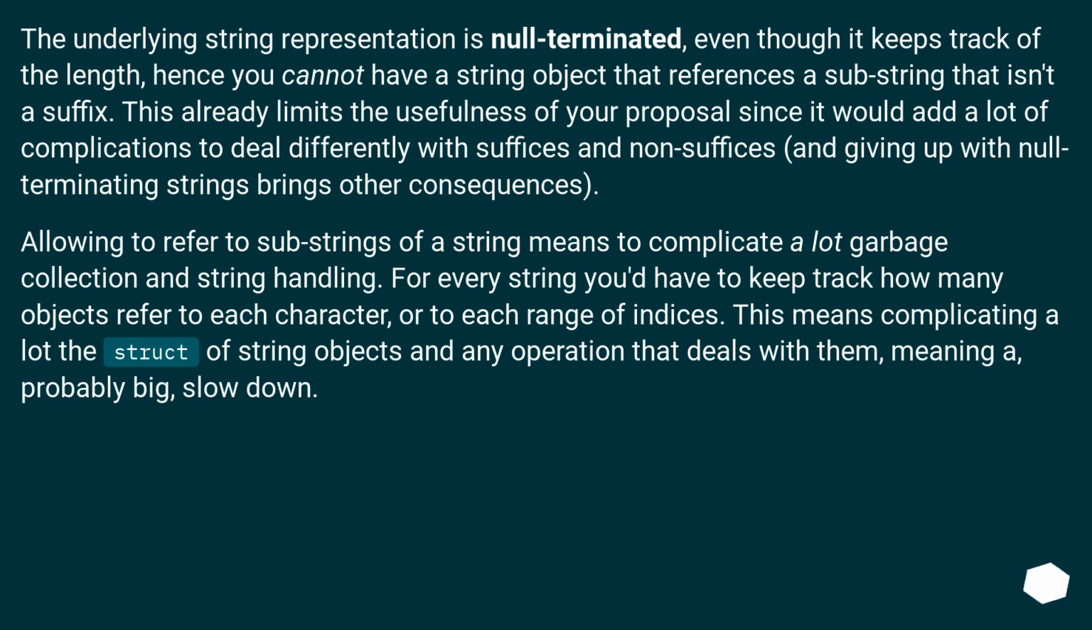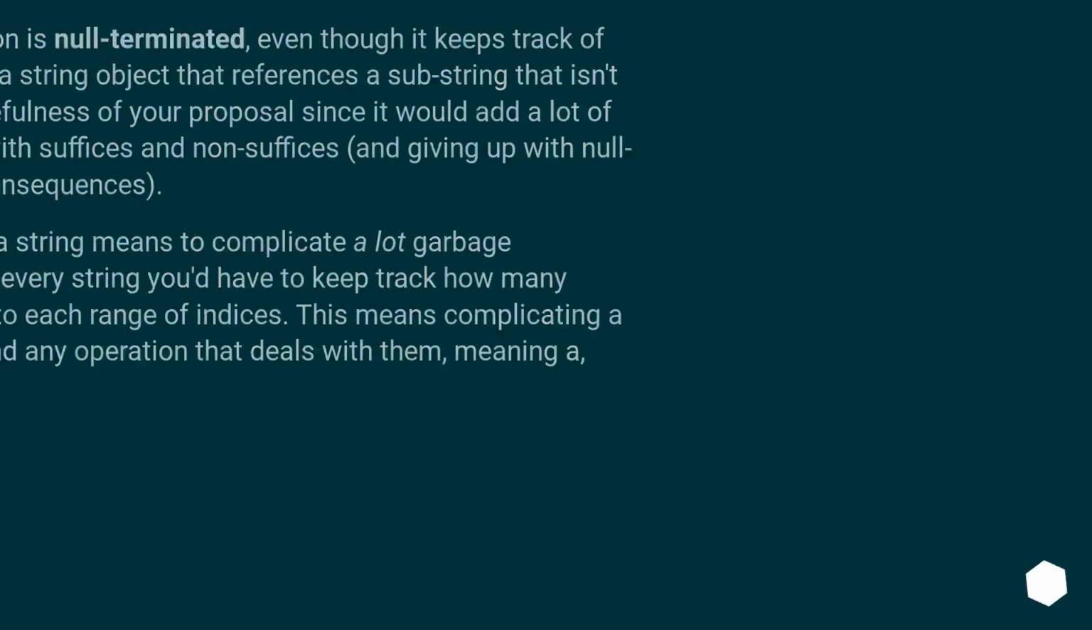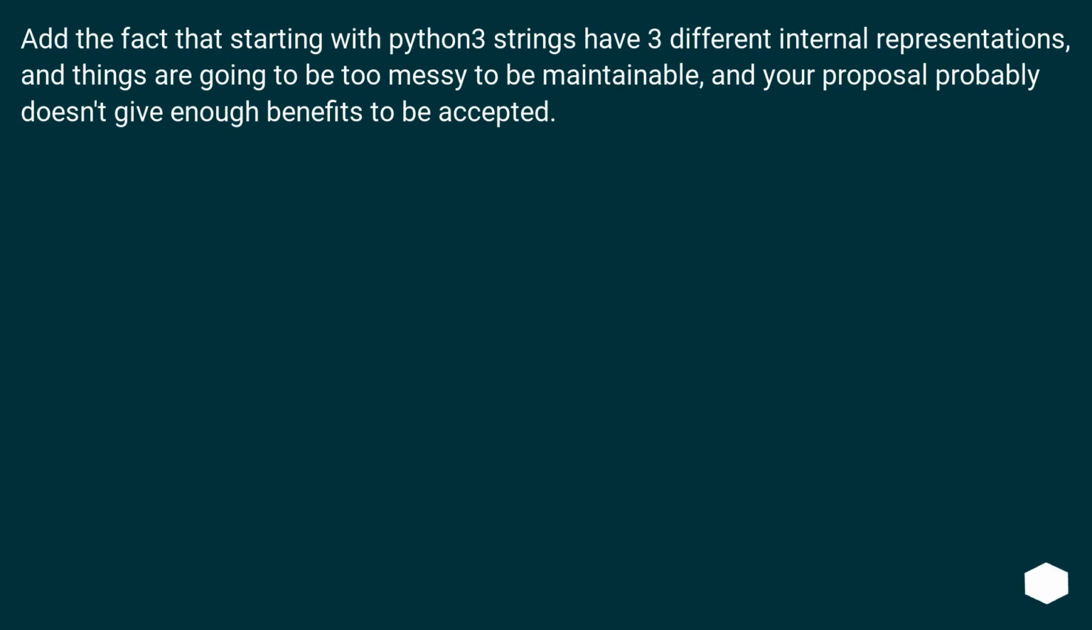Allowing to refer to substrings of a string means to complicate a lot garbage collection and string handling. For every string you'd have to keep track of how many objects refer to each character, or to each range of indices. This means complicating a lot the struct of string objects and any operation that deals with them, meaning a, probably big, slowdown. Add the fact that starting with Python 3 strings have 3 different internal representations, and things are going to be too messy to be maintainable. And your proposal probably doesn't give enough benefits to be accepted.